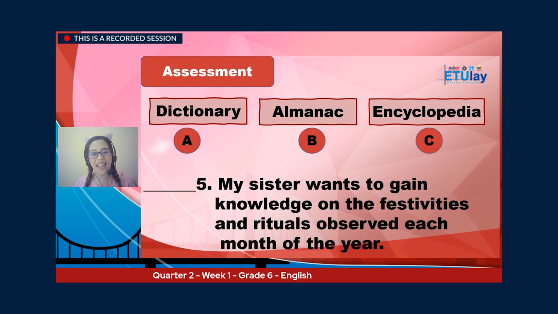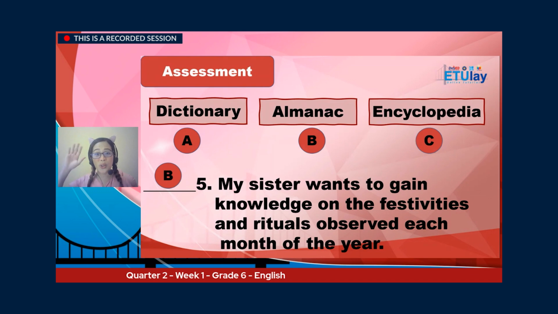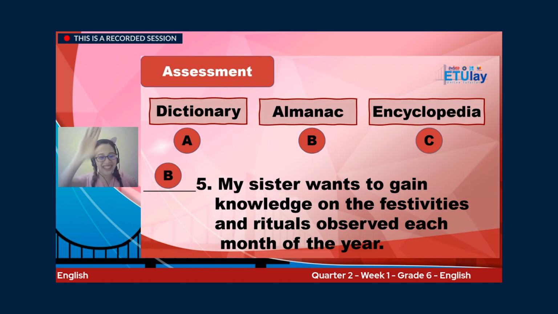And for number 5, my sister wants to gain knowledge on the festivities and rituals observed each month of the year. What am I going to use? Is it A, dictionary, B, almanac, or C, encyclopedia? The correct answer for number 5 is letter B, almanac. Who got a perfect 5? Give teacher high five. Very good.